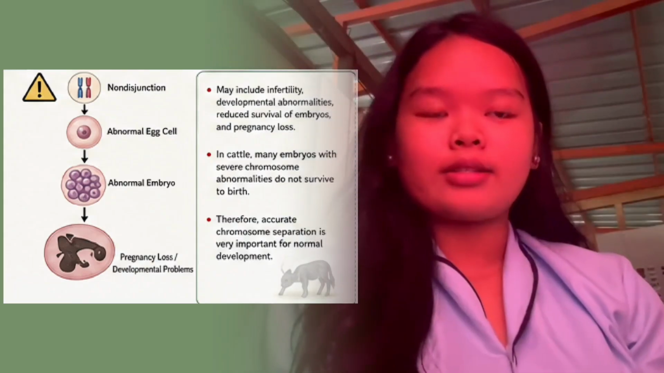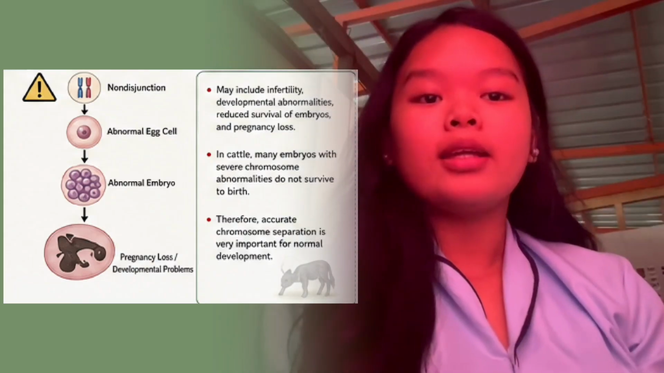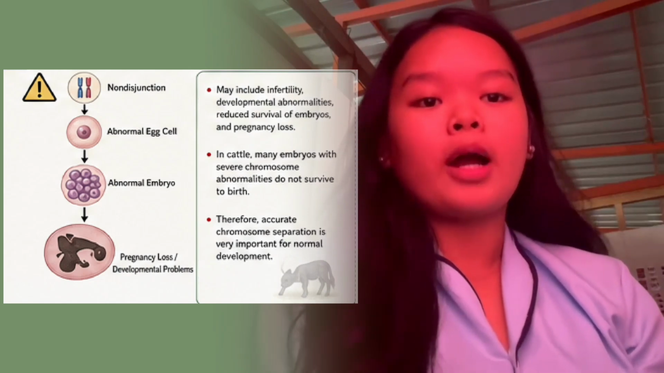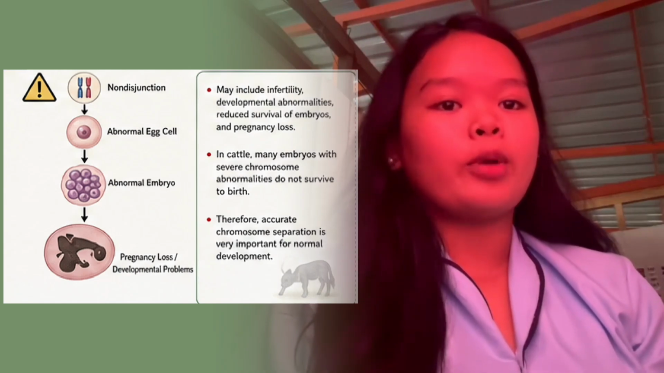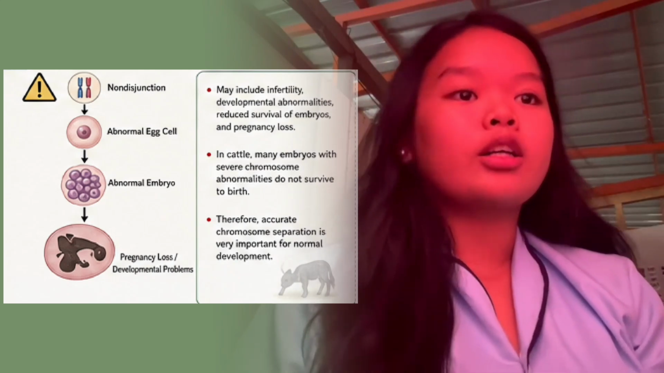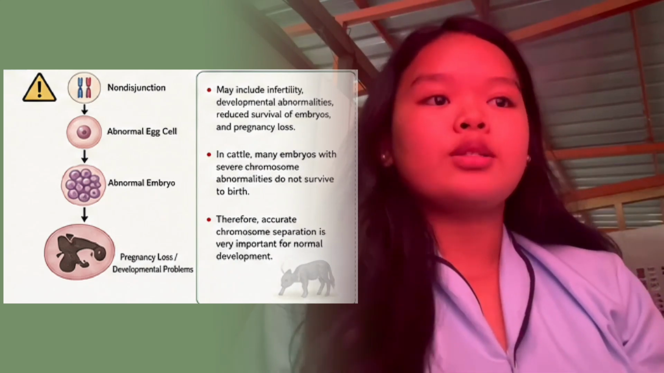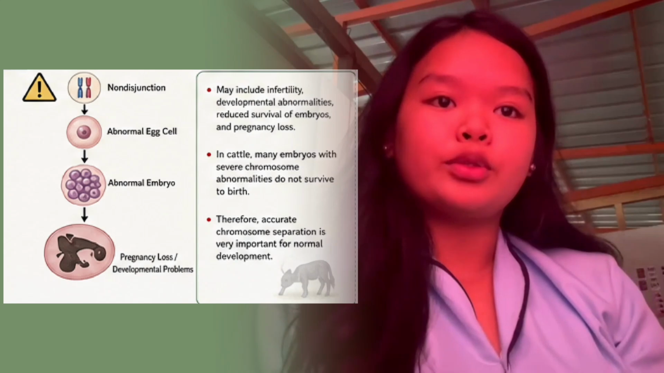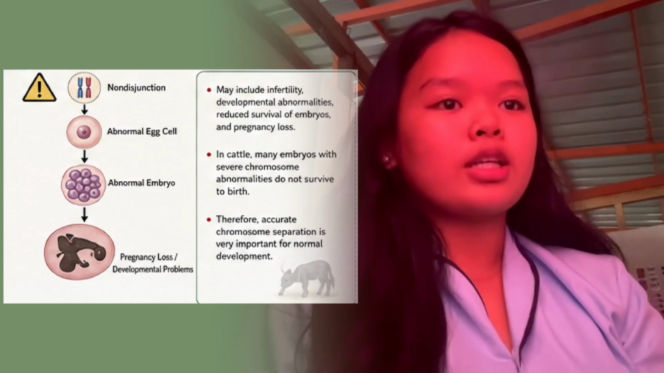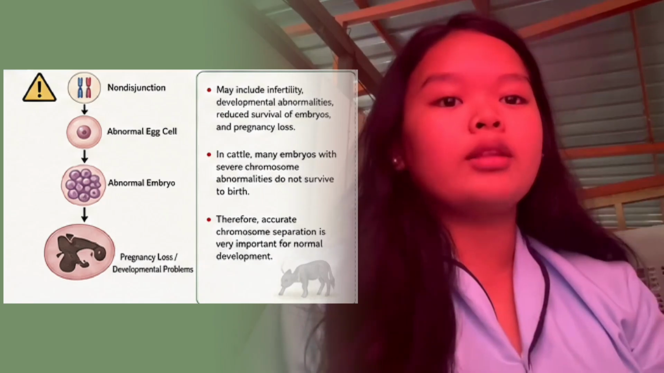So the effects of non-disjunction may include infertility, developmental abnormalities, reduced survival of embryos, and pregnancy loss. In cattle, many embryos with severe chromosomal abnormalities do not survive to birth. Therefore, accurate chromosome separation is very important for normal development.